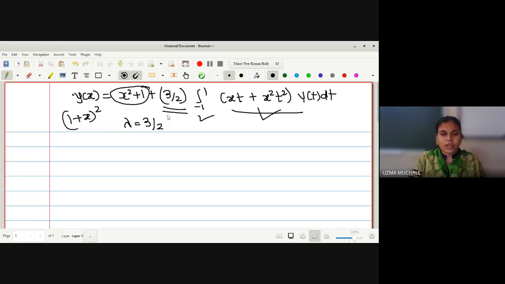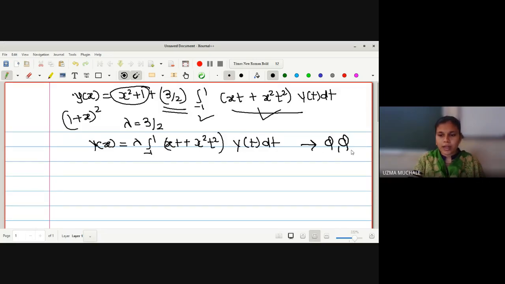If I want to reduce my work, what is the method for solving with the Hilbert-Schmidt theorem? First we solve our homogeneous equation. What is the homogeneous equation? It is y of x equals lambda integration from minus 1 to 1 of xt plus x square t square, y of t dt. This one we have already solved, and we found the values of phi 1 and phi 2. We solved this in the last example, considering f of x to be 0.